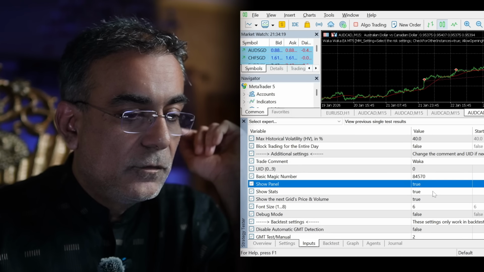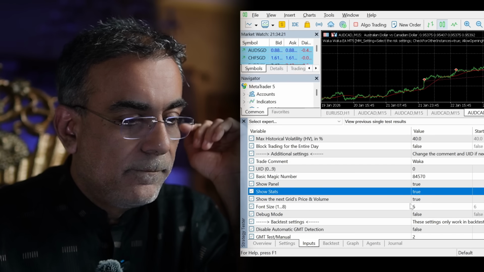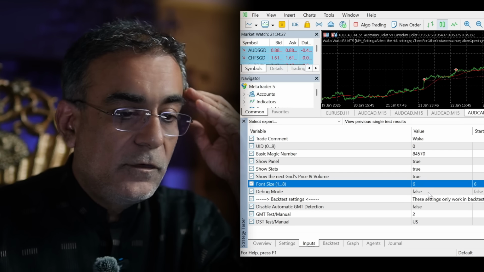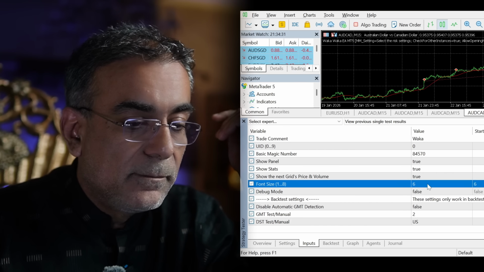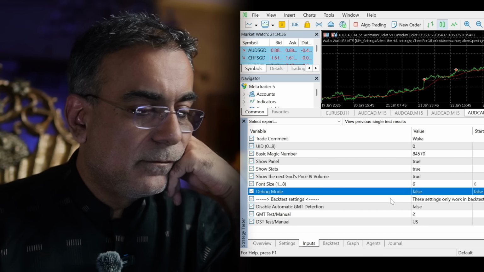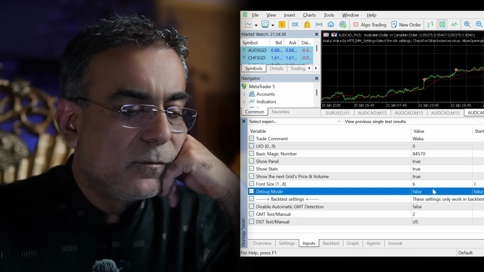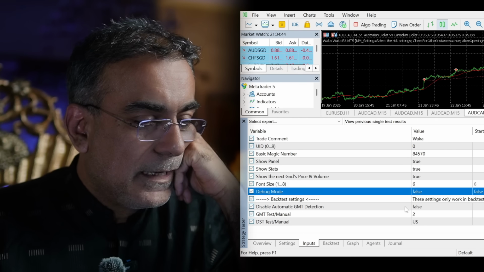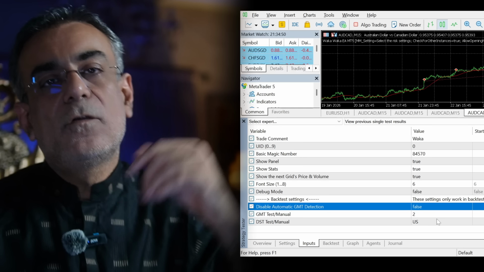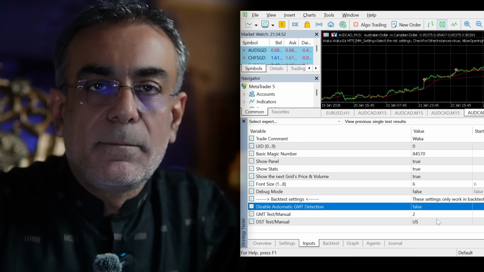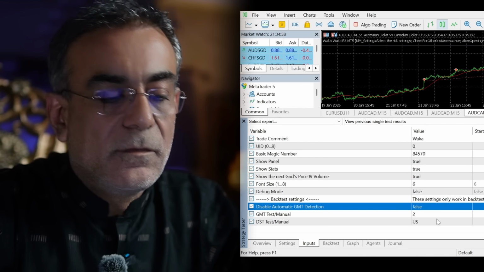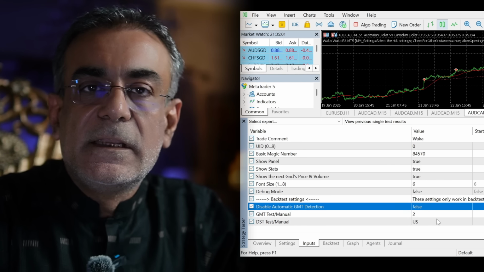Show panel, understood. Show stats, understood. Show the next level grid. Yes, that's part of the panel. So yeah, of course. Font size, yeah, okay. In the panel, we're going to build a font size as well. And then debug mode. Who runs the EA in debug mode? That's for debugging, but fine. And disable automatic GMT detection, GMT, DST. It's like when you're running the EA on the chart in a proper account, it's your broker server, which makes sense. But fine, we'll add a GMT and DST as well.